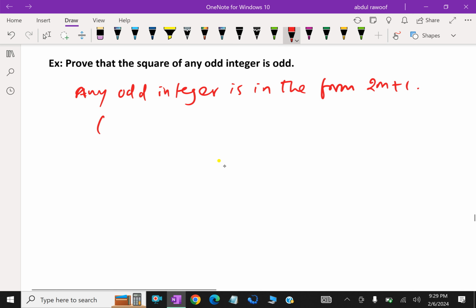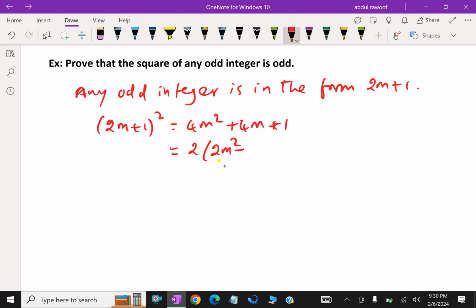Now, squaring both sides, square of any odd integer, square is 4m squared plus 4m plus 1. Suppose I take 2 out, means 2m squared plus 2m plus 1.